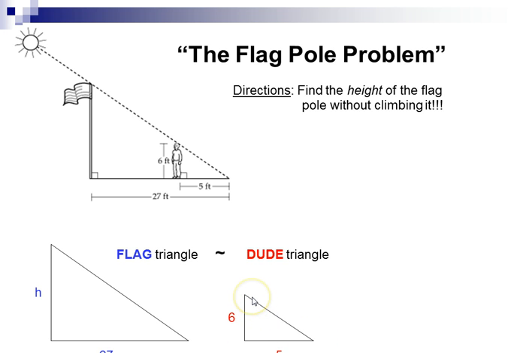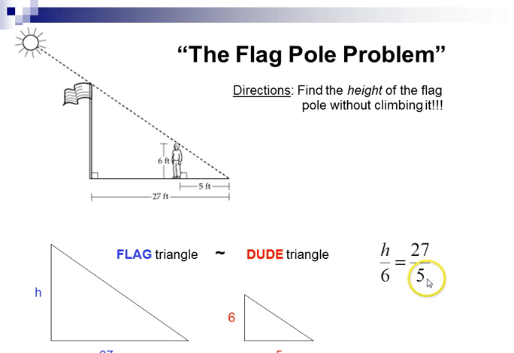These two triangles are similar, due to the nature of what the sun would do by casting a shadow. So the flag triangle and the dude triangle are similar. If we set up a proportion here, we would have h to 6. The height of the flag triangle to the height of the dude triangle is the same as the length of the flag triangle to the length of the dude triangle. So we have this proportion right here.